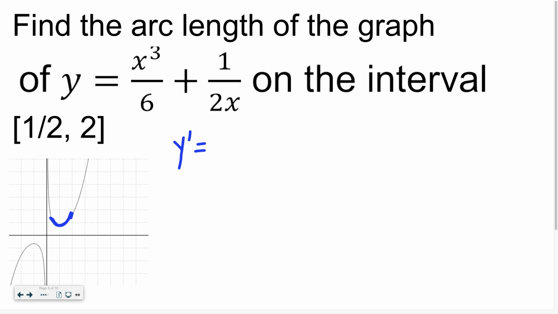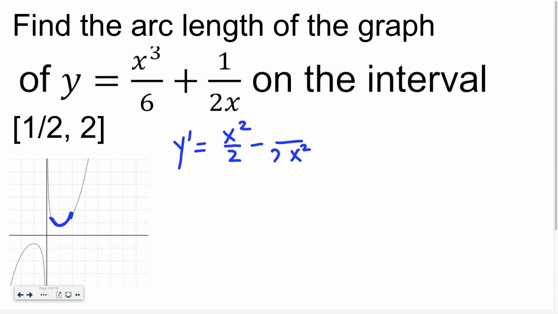Well, it's x squared over 2 plus negative 2 over x squared. Right? Now, negative 2x to the negative 2.